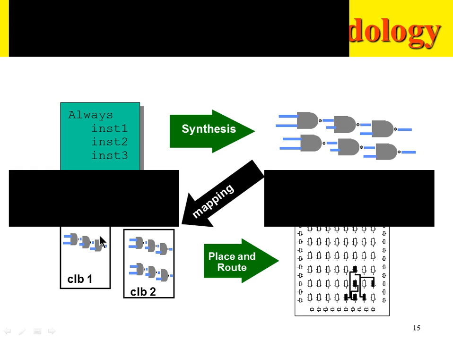And then this technology specific gate netlist will be placed on the chip and routed. So this is placement, and the interconnections will be routing. This will be placed and routed on the chip, and then I program the chip with this netlist. So the chip will start working as the Verilog code that I have described here. This is the modern design methodology or project methodology for all chip designs.